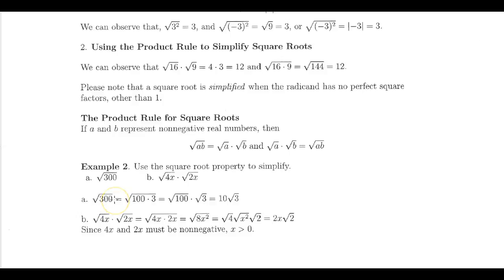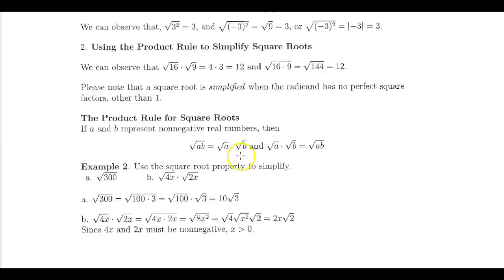factor, so if I think 1, 4, 9, 16, 25, 36, 49, 64, then 9 squared is 81, 100, 121, 144, 169, and so on. Those are squares. It might be good to list those. And the largest perfect square factor that 300 has is 100. So we can think of 300 as 100 times 3.